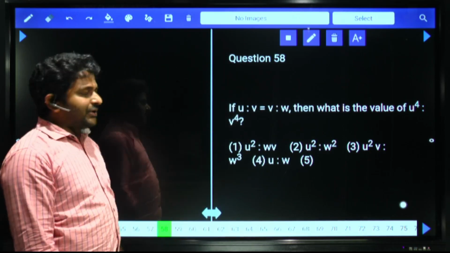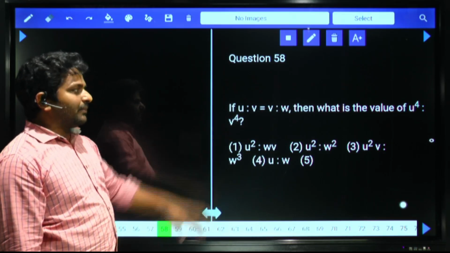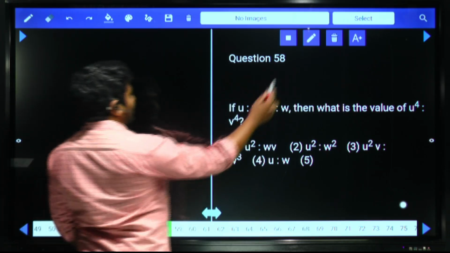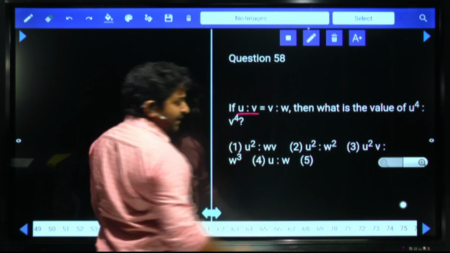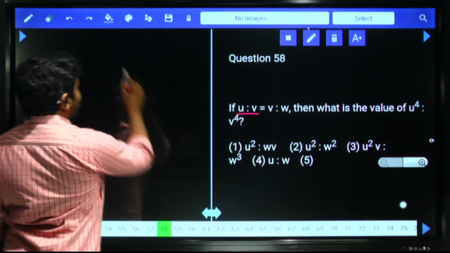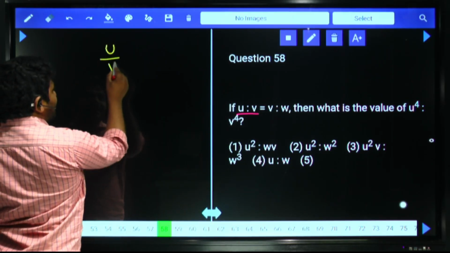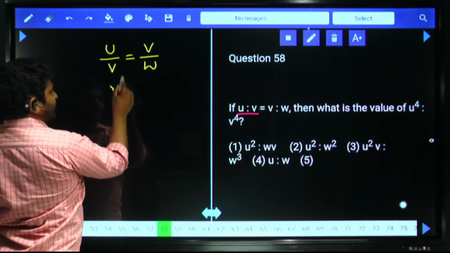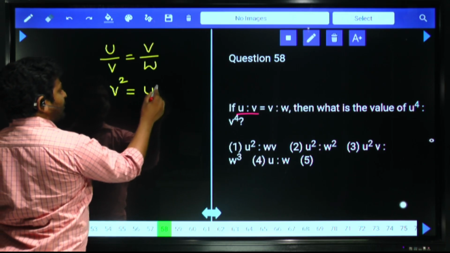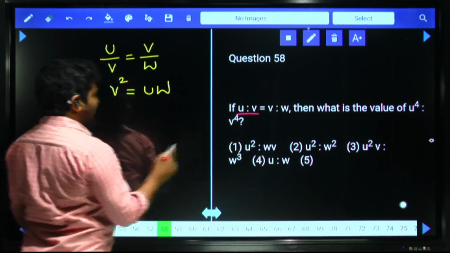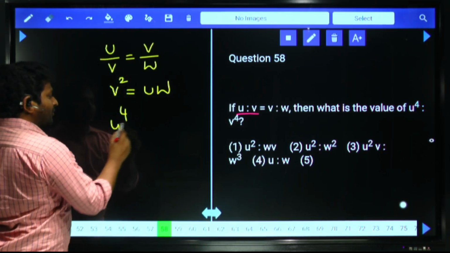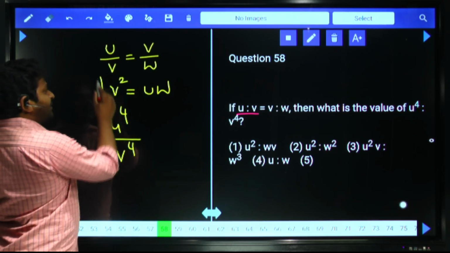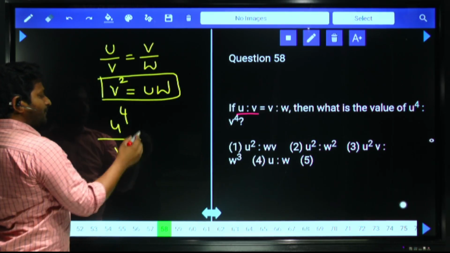Now u is to v is equal to v is to w. Then u power 4 by v power 4 is equal to how much? Whenever you have a ratio concept, you can write it as a is to b or a by b form. From this, u by v is equal to v by w. From this, v square is equal to u into w. Your question is to identify u power 4 divided by v power 4. You already know v square is equal to uw.